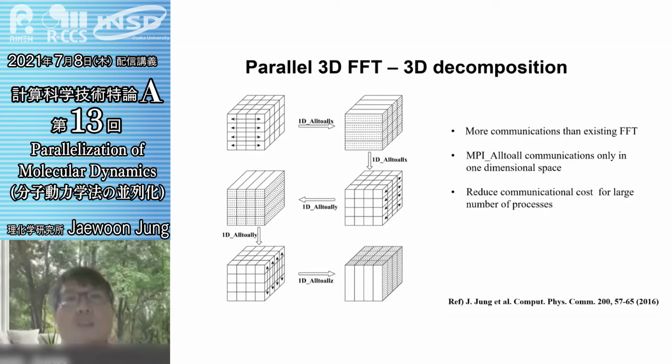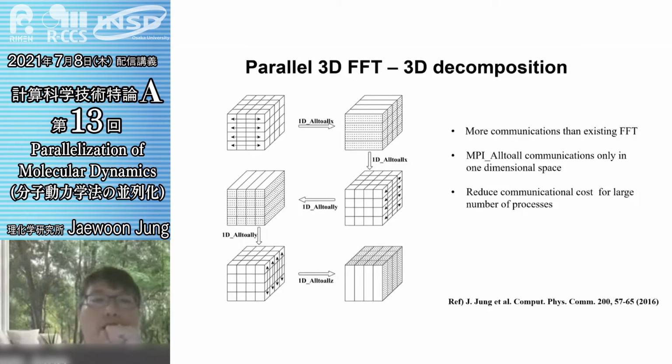With one-dimensional decomposition, we need only one all-to-all communication. And with two-dimensional, we require two MPI all-to-all communications. But in this case, we need to do 1, 2, 3, 4, 5 all-to-all communications. But we can reduce the number of processes involved in each communication.